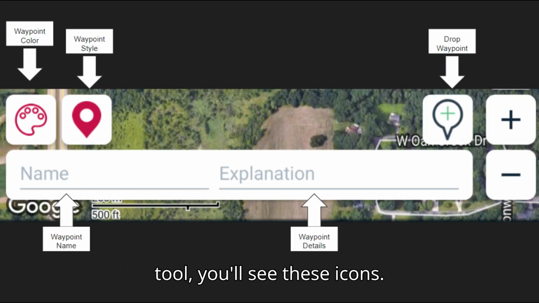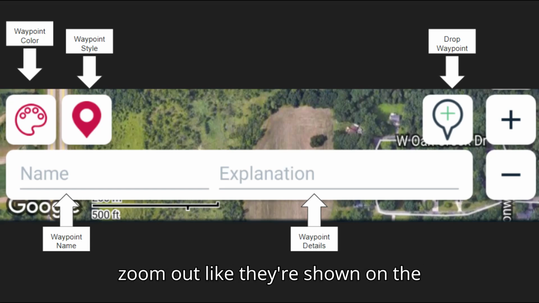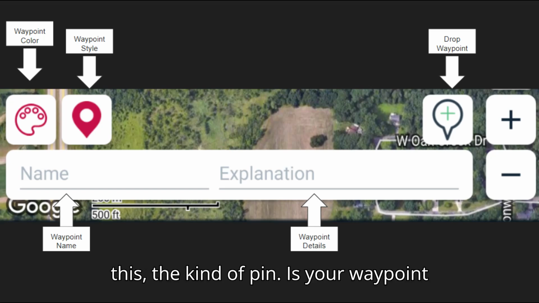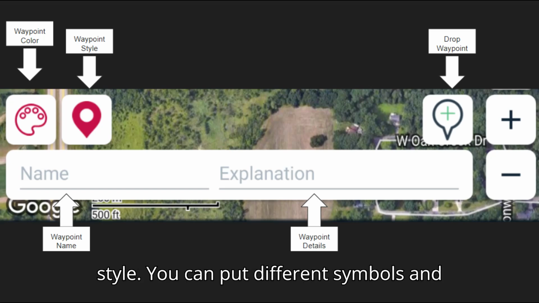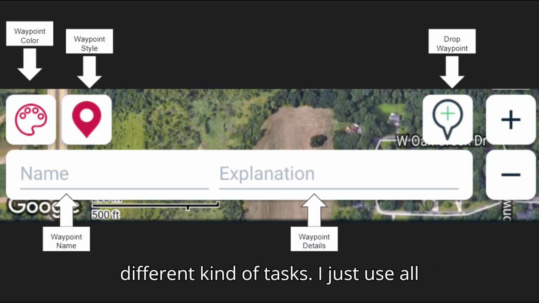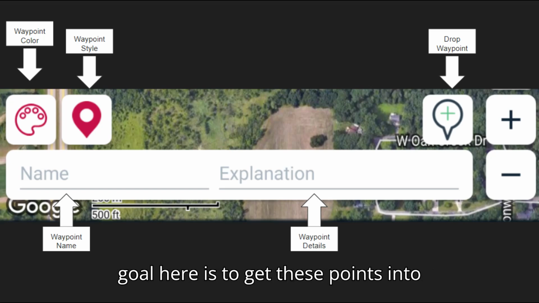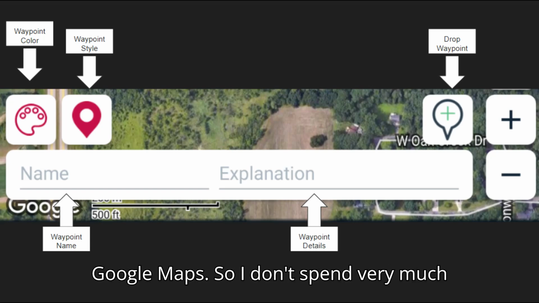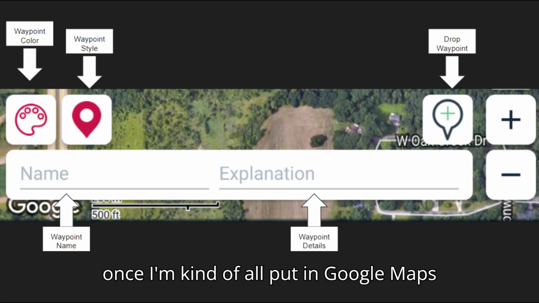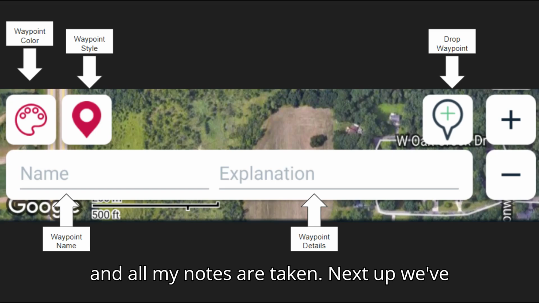If you click on the Waypoint tool, you'll see these icons. They'll pop up right next to our zoom in, zoom out, like they're shown on the screen. The color palette is the color of your waypoint. Personal preference, up to you what color you'd like. The one next to this, the pin, is your waypoint style. You can put different symbols if you have different meanings for things, like for different tasks. I just use all the same ones because really the only goal here is to get these points into Google Maps. So I don't spend very much time lingering on this app once I'm all put in Google Maps and all my notes are taken.